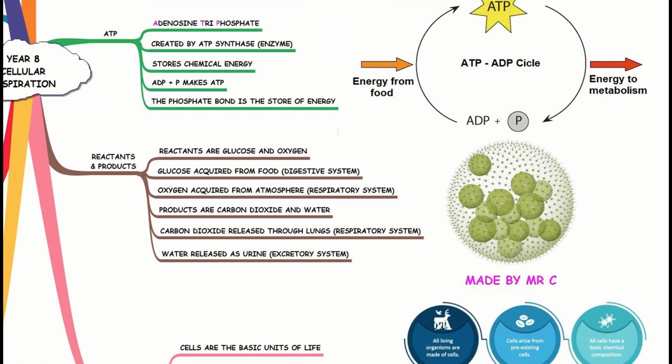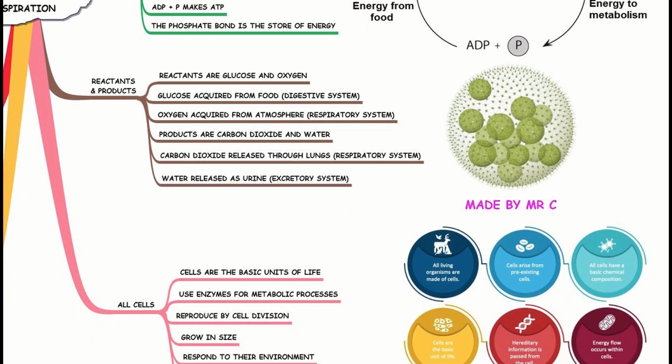Right, then when it comes to any reaction, we do have reactants and products. In this case, the reactants for aerobic respiration are glucose and oxygen. Glucose is acquired from the digestive system of the animal, or if you are a plant, the plant makes glucose because it's an autotroph. Oxygen is also required, and oxygen is acquired from the atmosphere. In animals, we get it through the respiratory system, and in plants, oxygen enters through the leaves.